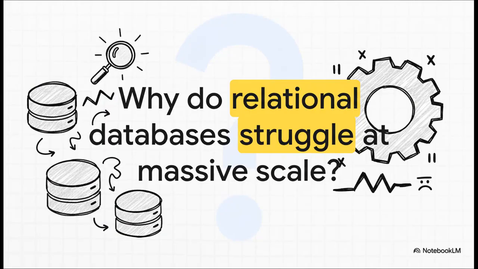So why even make this shift? What's the big deal? Well, just think about a traditional relational database for a sec. As your application grows, you get more tables, way more data, and your queries often need to combine information from all these different tables. These join operations become incredibly expensive and just slow. They create a huge performance bottleneck.